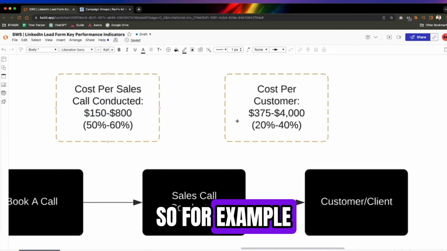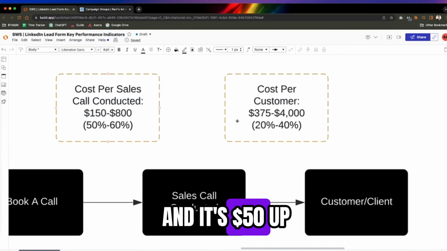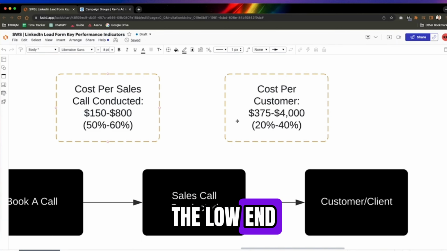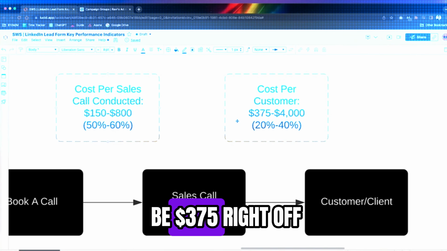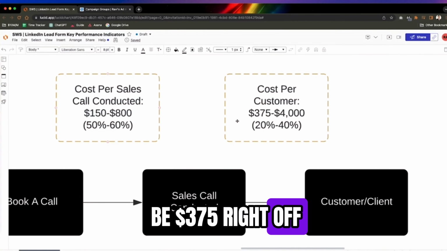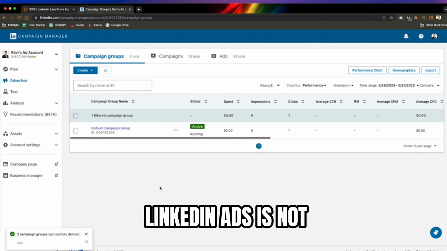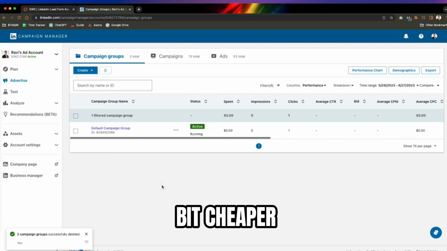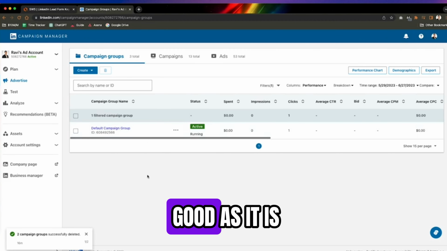So for example, if you're selling something and it's $50 up front, and right here I showed you the numbers, on the low end, cost per acquisition could be $375. Right off the bat, you may think that LinkedIn ads is not for you. You might go over to another platform where the cost per eyeballs is a little bit cheaper, maybe if the targeting isn't as good as it is on LinkedIn.